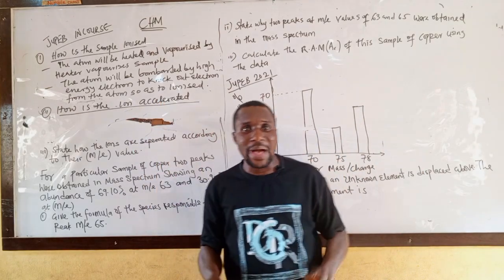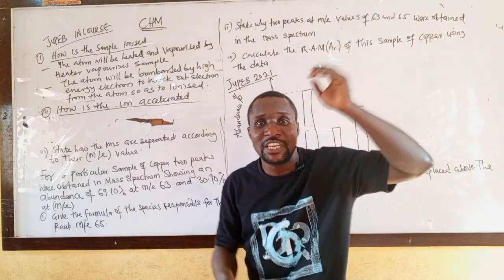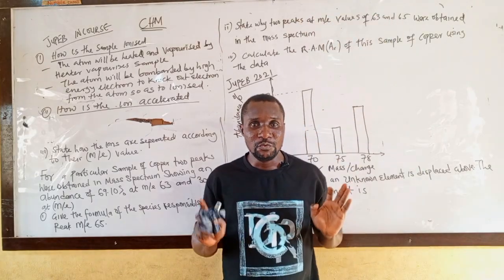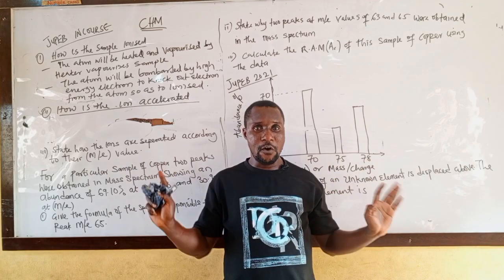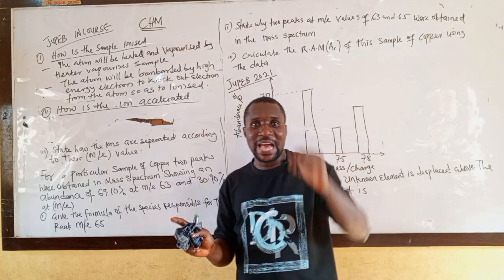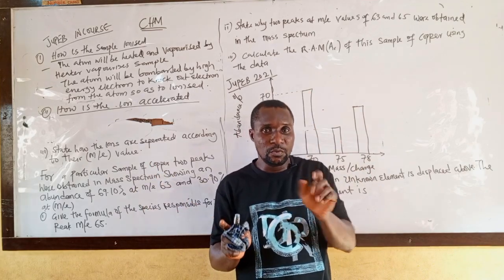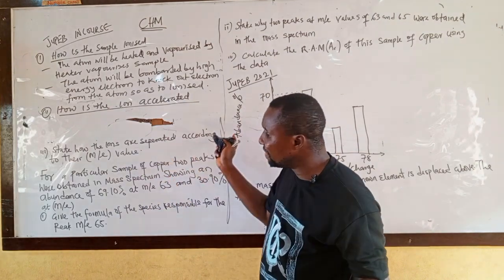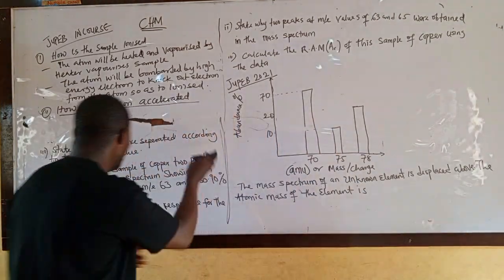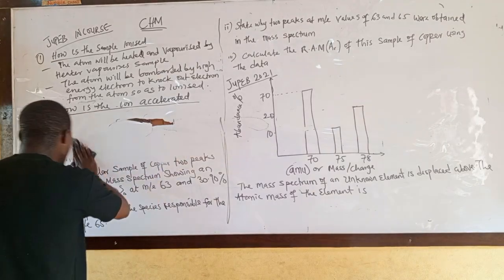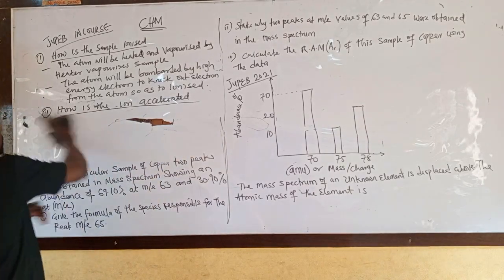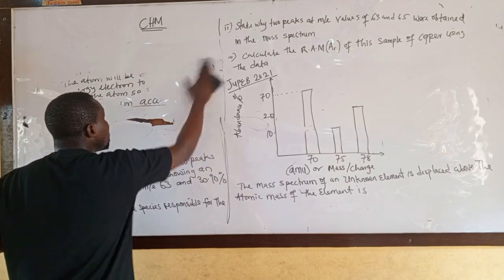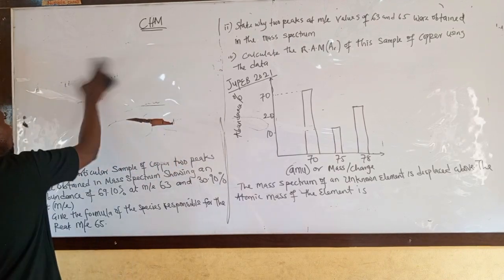Or the copper that has more charge will be deflected more. Then the copper that has less charge will be deflected less. Take note of that. You've answered the question. Very simple question. Let's go to the next one.